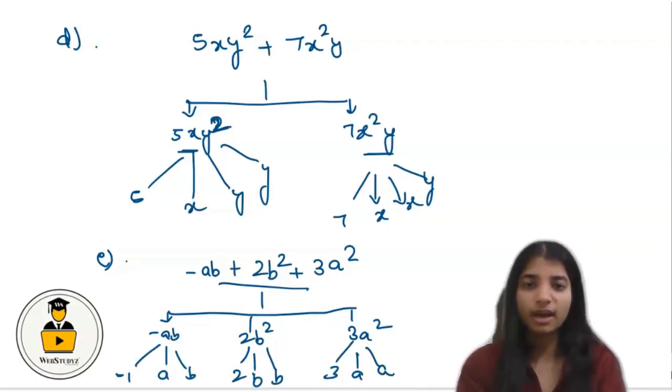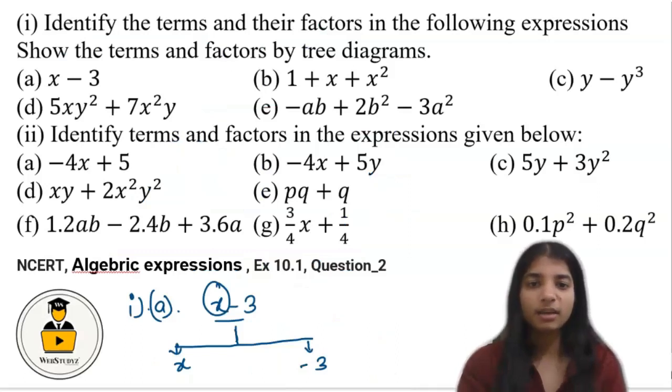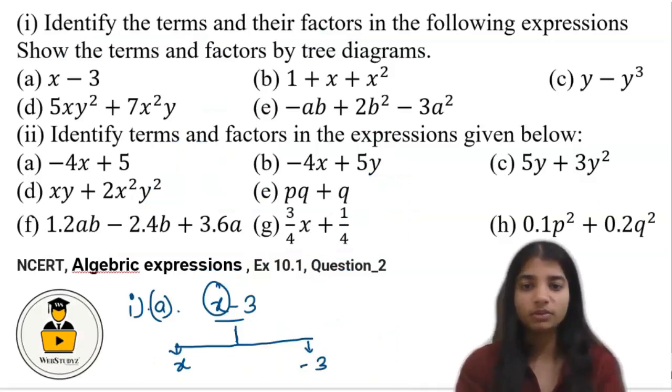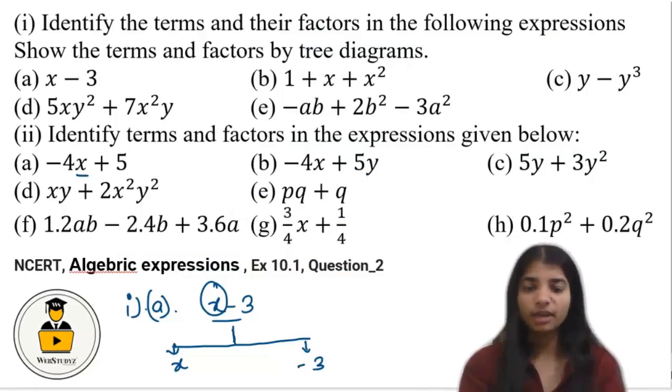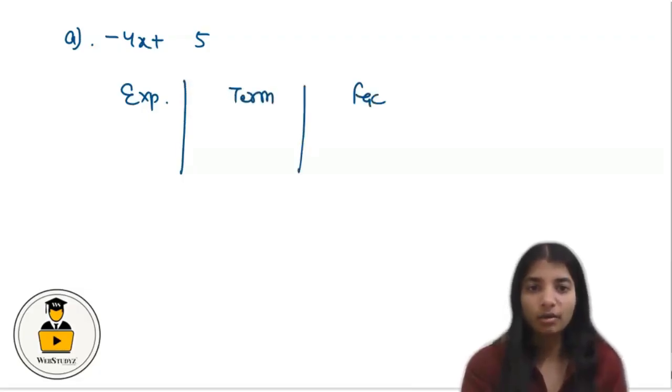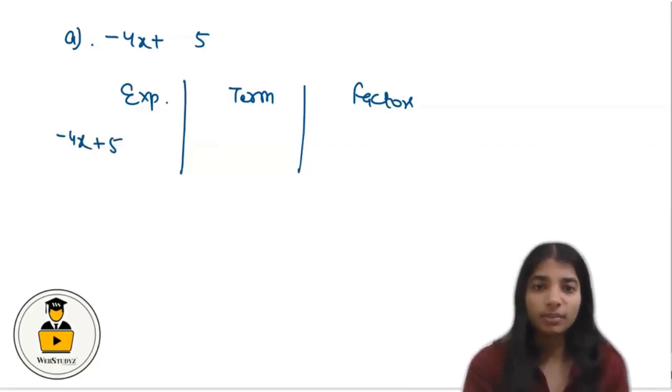Now we are considering part 2. Part 2 is to identify terms and factors in the expressions given below. The first is minus 4x plus 5. We have to identify the terms and factors. Here we are writing our expression, here we are writing the terms, and here we are writing the factors. Our expression is minus 4x plus 5. One term is minus 4x, and the factors for minus 4x are minus 4 and x. Another term is 5, and the factor for 5 is 5. So this is the answer to part A.